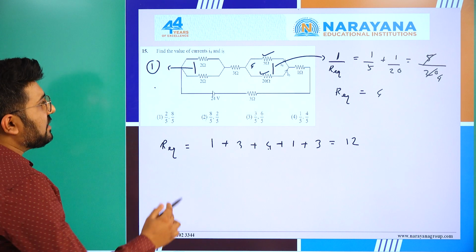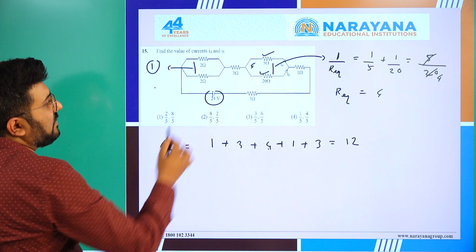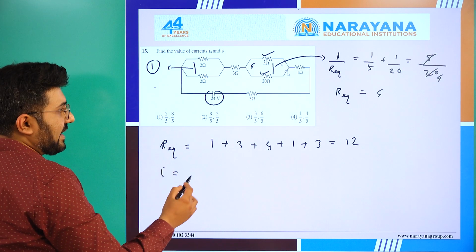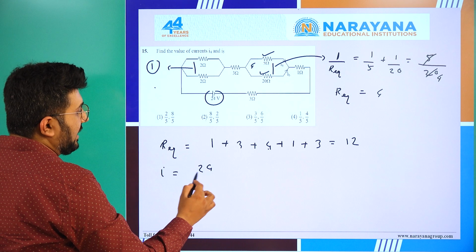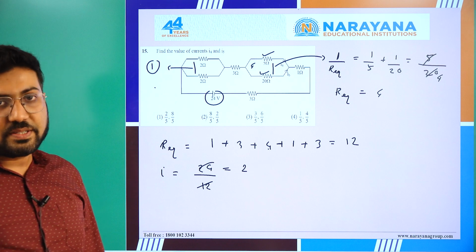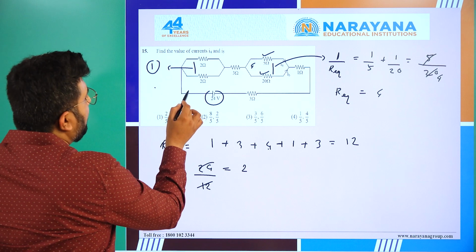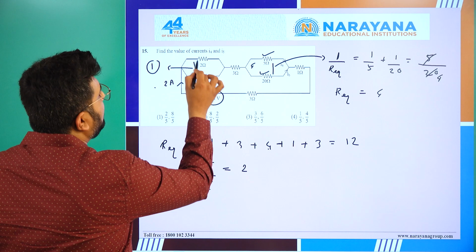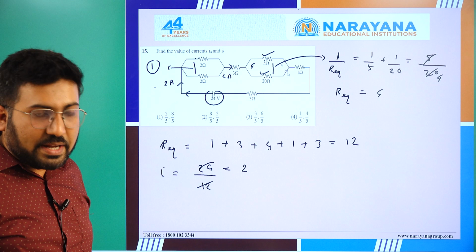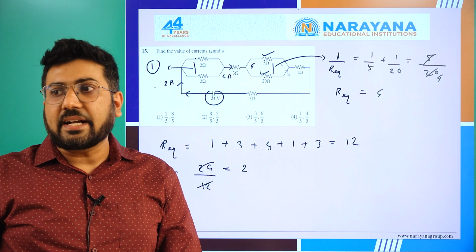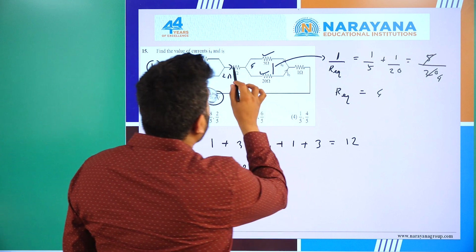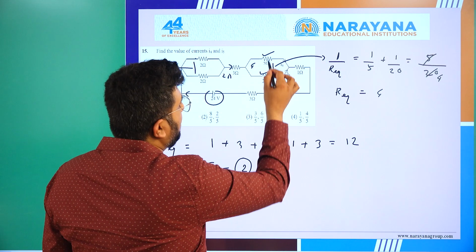Now once I get the R equivalent, then the EMF of the battery is 24. So what will be the current flowing from the battery? The current flowing from the battery is 24 divided by 12, which is 2 amperes. Fine. So the current flowing from here is 2 ampere, which is divided here again 2 ampere, and here the current will be divided. Now in parallel the current divides in the inverse ratio of resistance. So I'll say here this 2 ampere will be divided between these two.